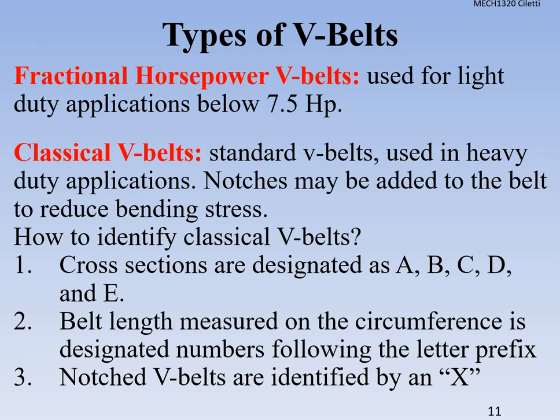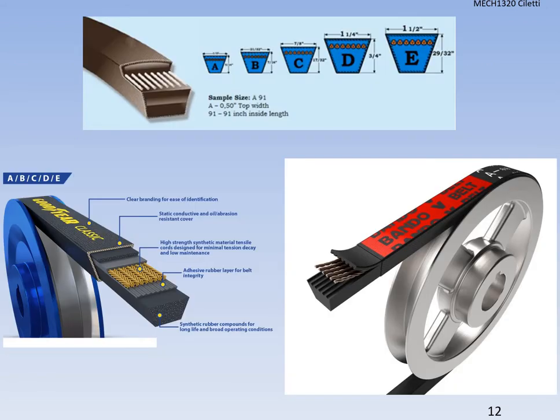So how do we identify V-belts? They have cross-sectional areas. They're designated as the letters A, B, C, D, and E, sorry. And belt length measured on the circumference is designated by numbers following a letter prefix. So we're going to take a look at how you can look at the V-belt, and it tells you the size of the V-belt on it. Okay? Notched V-belts are identified by an X. So that's how you'll know the difference between a regular V-belt or a notched V-belt when we take a look. Okay, you can look at this chart, but we're going to actually do a calculation here in a second.